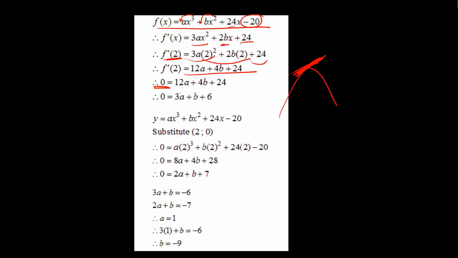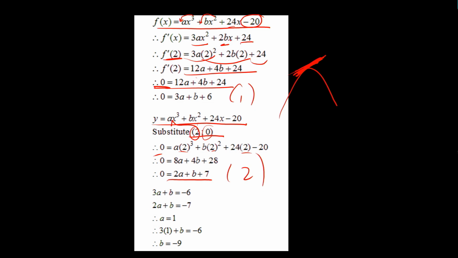I've divided through here by 4. So we get 3a plus b plus 6 is equal to 0. So that is one equation that we already have. Okay, we need another equation that comes from the fact that we can substitute 2 and 0 as your x-intercept into the original function. We are not taking the derivative because we are looking for a point that is on the graph. So I substitute x is 2 and I get y is equal to 0. So by substituting 2 in for x, I end up with 8a plus 4b plus 28 is equal to 0. And then we divide through by the common factor of 4 to get 2a plus b plus 7 is equal to 0. Okay, and that's our equation 2.